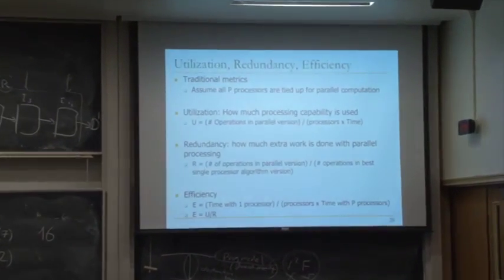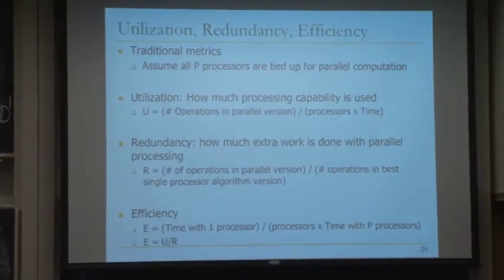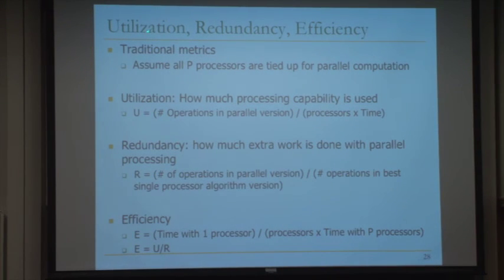In multiprocessors, there are 3 things that we have defined in 447 before: utilization, redundancy, and efficiency. And these are traditional metrics to evaluate multiprocessors other than performance. And these assume that all P processors are tied up for the parallel computation you're doing. Utilization means how much of the processing capability do you actually use?